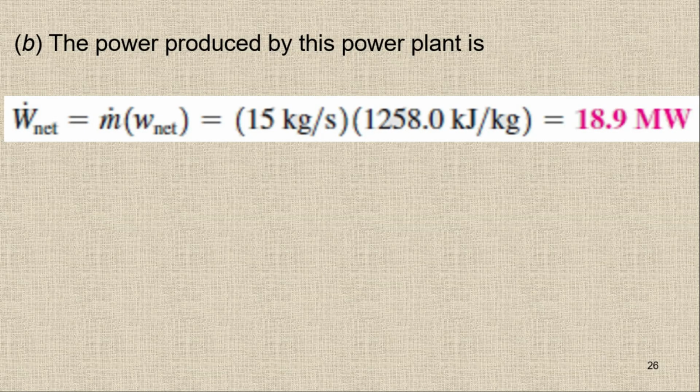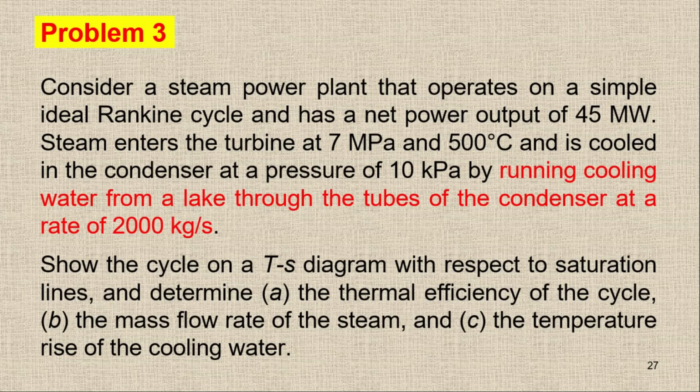After solving this one, we are going to solve one more question. Here, we have a steam power plant that operates on a simple ideal Rankine cycle and has a net power output of 45 megawatt. Already the work output is given, which is the power output. Steam enters the turbine at 7 megapascal and 500 degrees Celsius.